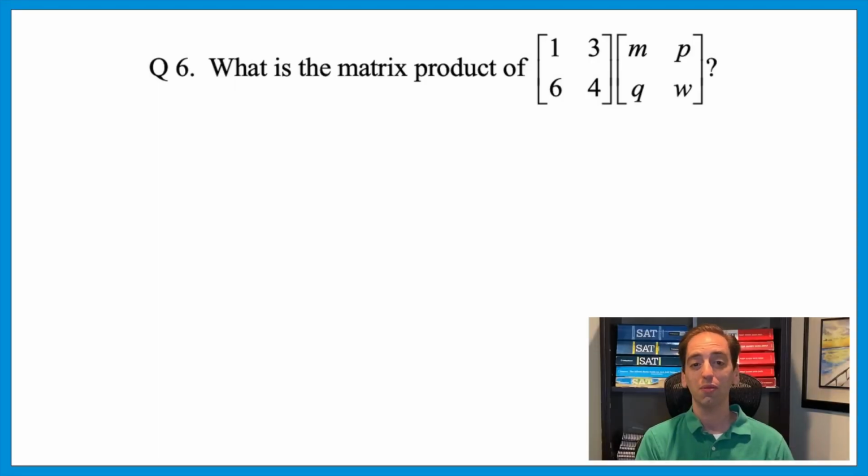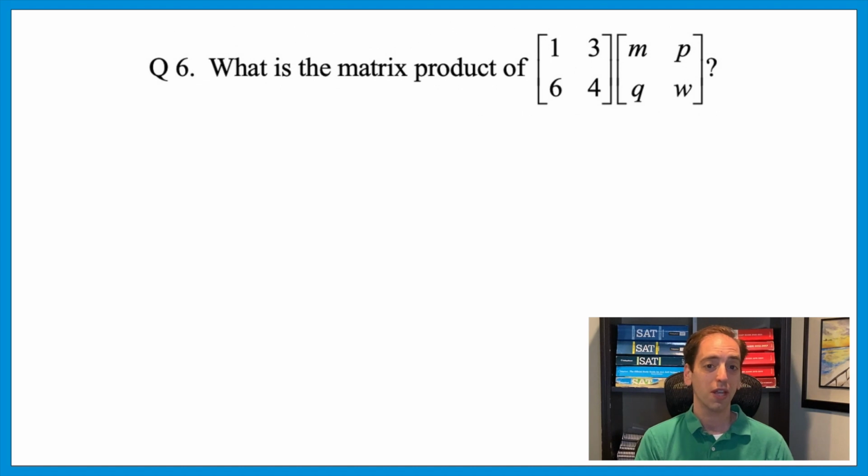Explaining how to multiply a matrix is a little complicated, so instead of writing it down as a step-by-step process, let's work through one together. I think doing it is easier than explaining it, and then I'll let you try one on your own. So, question 6. What is the matrix product of [1 3; 6 4] and [m p; q w]?